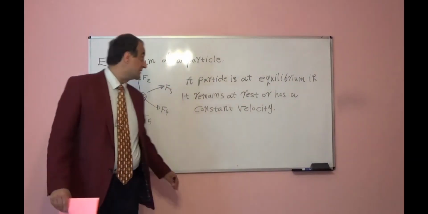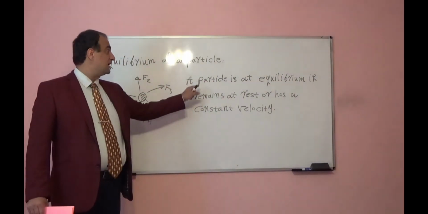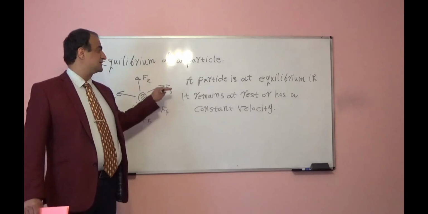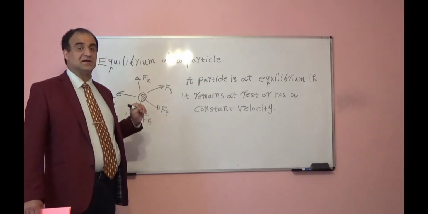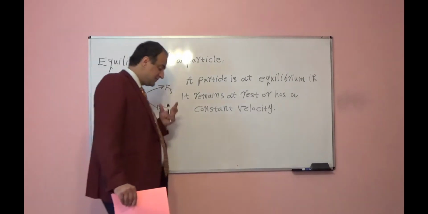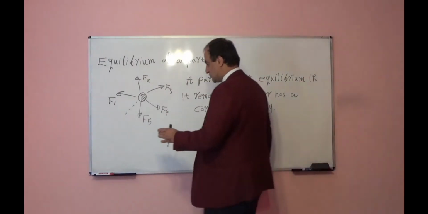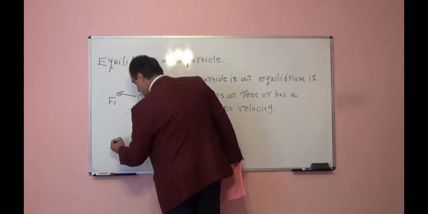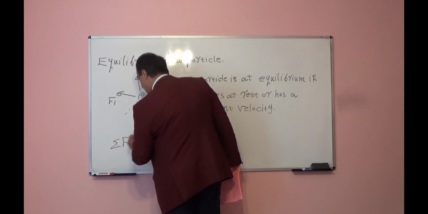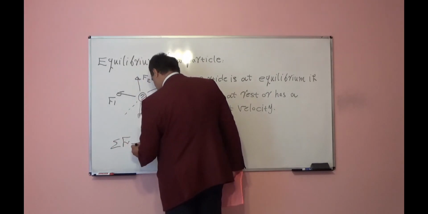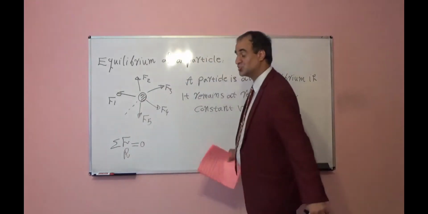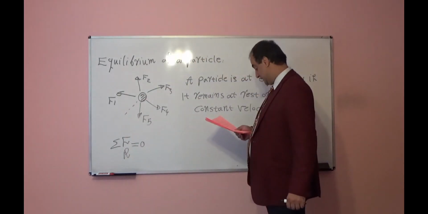If a particle remains at rest or has a constant velocity, we will call that particle in equilibrium. So in order to have a particle in equilibrium, the summation of all forces should be equal to zero, or the resultant force should be equal to zero.